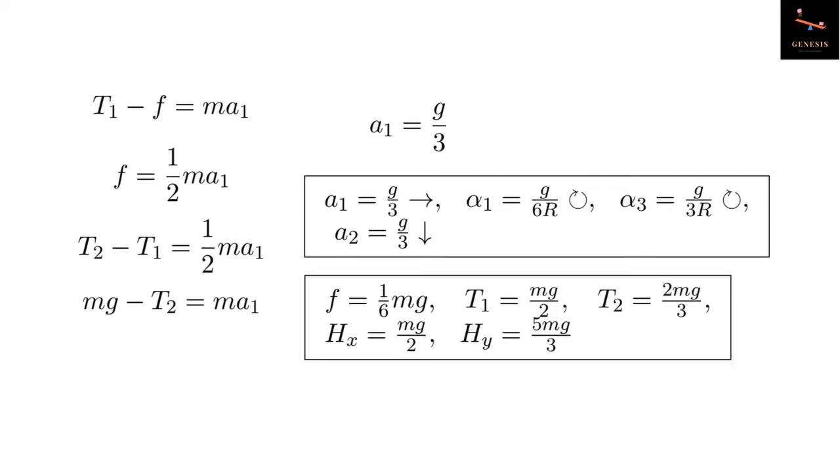And now using the original equations, I can find out the friction is 1 by 6 mg, T1 is mg by 2, T2 is 2 mg by 3, Hx is mg by 2, Hy is 5 mg by 3. Now these calculations, I trust once I have given you the values of a1, a2, alpha 1, alpha 3, you will be able to get on your own. If required, pause the video and work this out.